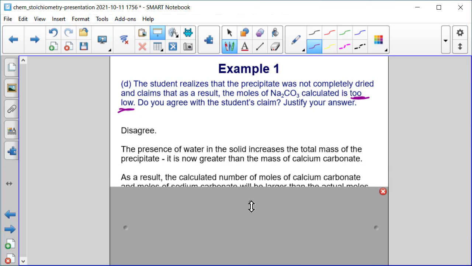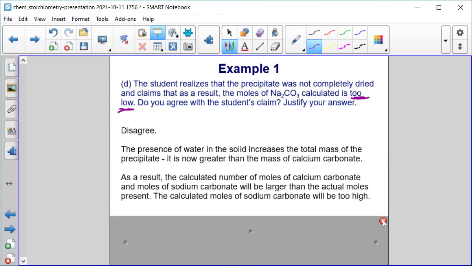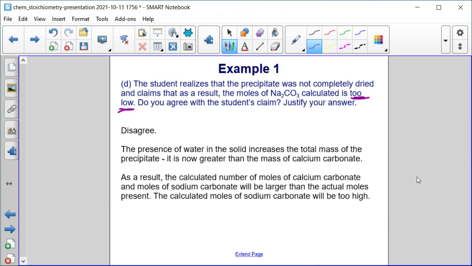So disagree. The presence of water in the solid increases the total mass of the precipitate. It is now greater than the mass of calcium carbonate. As a result, the calculated number of moles of calcium carbonate and moles of sodium carbonate will be larger than the actual moles present because it's including that excess water. So the calculated moles of sodium carbonate will be too high.